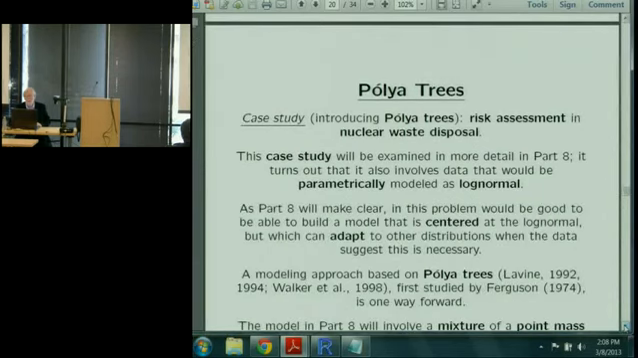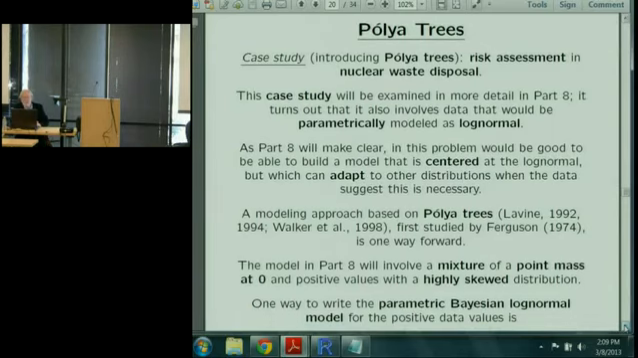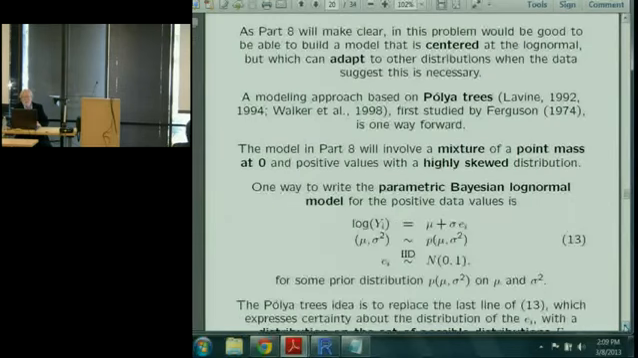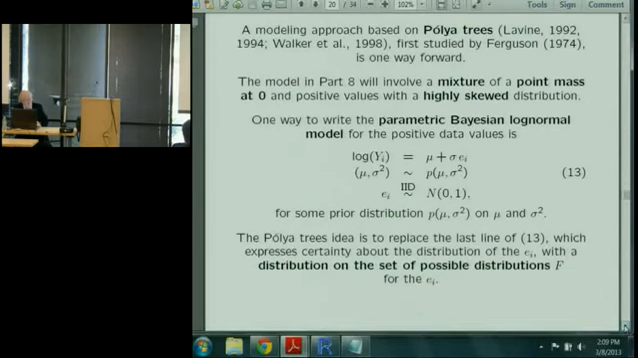Now, let's talk for a little while about the other way to do Bayesian nonparametric fitting. This is a method called Polya trees. And I have another case study for us here. It's a topic in risk assessment in nuclear waste disposal. It also turns out to be something that would involve a parametric model that's log normal. But as we've seen in this example I showed you a minute ago, it would be good if we could, instead of pretending we knew that things were log normal, write down a Bayesian nonparametric prior that centers things at the log normal.